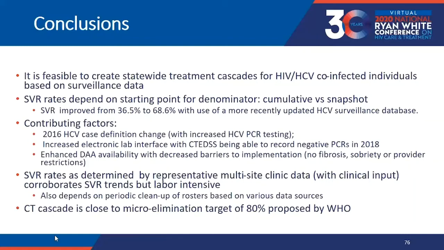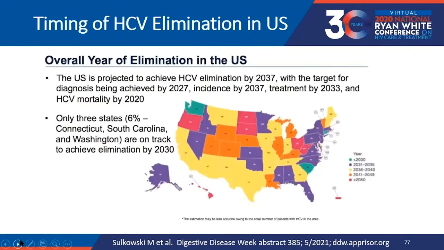And so this is a model that was presented by Mark Sulkowski at Digestive Disease Week in the abstract. He looked at modeling of the overall estimated year of elimination of hepatitis C in the US by state. And I want to say that only 3 states in the country, Connecticut, South Carolina, and Washington, appear to be on track to achieve elimination of Hep C, this is not the co-infected, by 2030. And we're happy that Connecticut is one of these 3 states. We'd like to think our project helped contribute to this, but it's a multifactorial effort. Next slide.